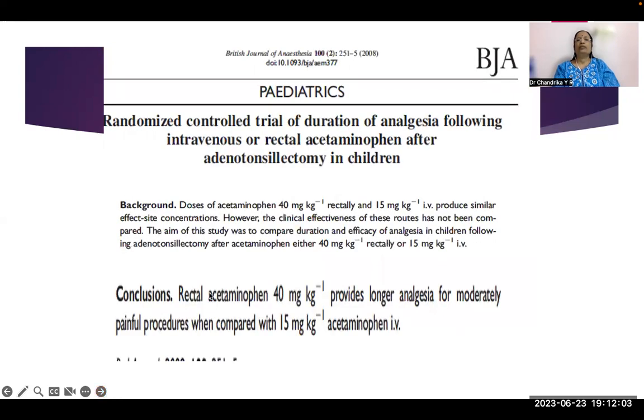There is one more study published in BJA 2008. They have done a randomized controlled trial of duration of analgesia following intravenous versus rectal acetaminophen after adenotonsillectomy in children. They have given rectal paracetamol 40 mg per kg and intravenous 15 mg per kg, and they have concluded that rectal acetaminophen 40 mg per kg provides longer analgesia than intravenous acetaminophen.